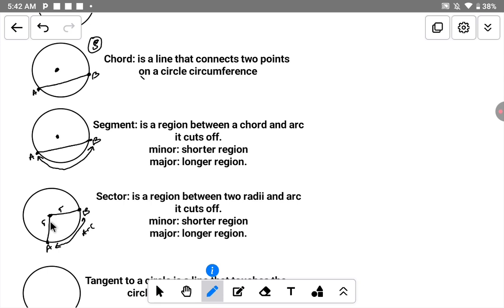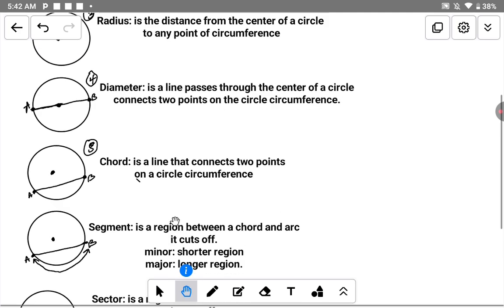I get it now. So this region between this place, it is called what? A sector. It is called a sector, and we have it in two ways. We have the minor sector, and we have what? Major sector. That is all about a sector. So these are the key parts of a circle.